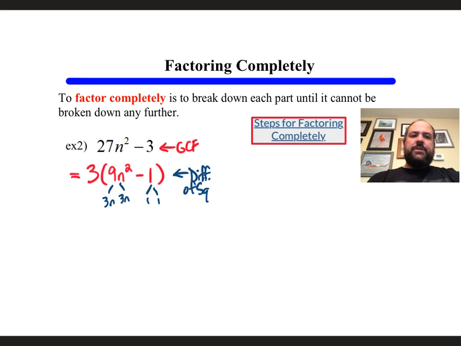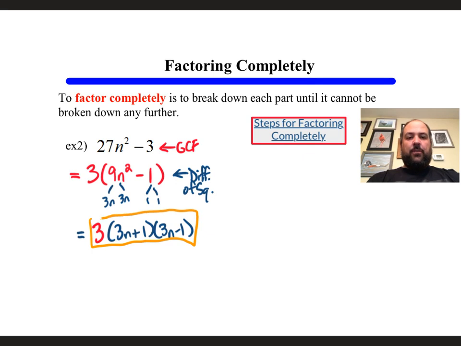So we're going to break that down further. The 9n squared minus 1 becomes 3n plus 1 times 3n minus 1. But here's the thing. We also had factored out the 3 as part of the GCF. That has to stay out in front. Now at this point, when I look at my terms, I can't do anything with this 3. I can't factor anything out of the 3n plus 1, nor can I factor anything out of the 3n minus 1. This gets me to my final answer.